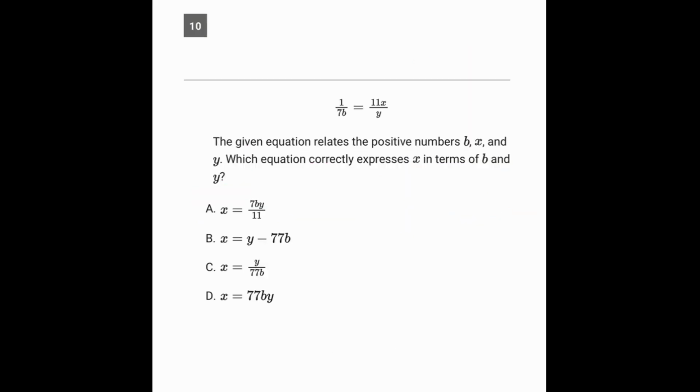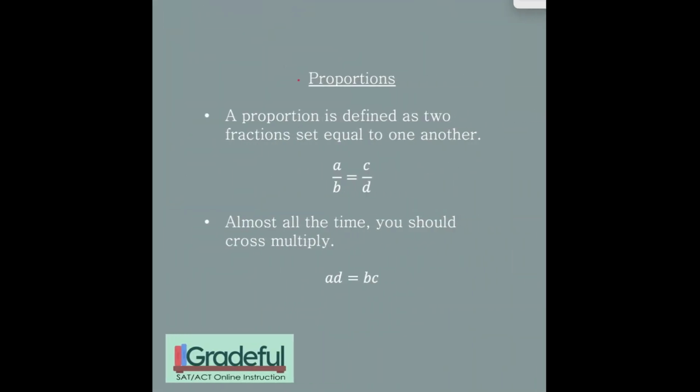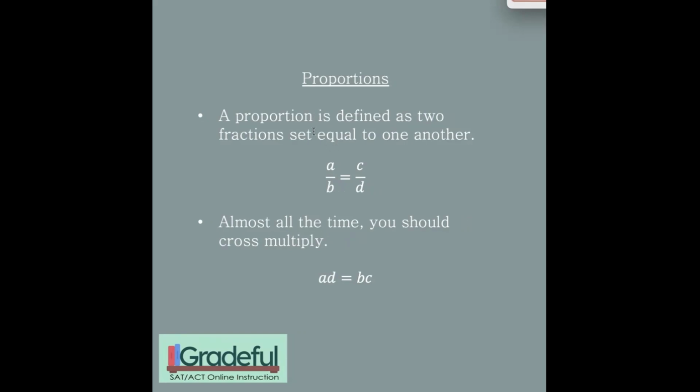Well, it's 28, and that's our answer. Going on to question 10, here we have an equation with a lot of variables, and we're being asked to get x by itself. To express x in terms of the other variables just basically means we want to end up with x equals something. But this equation we have is not just any equation, it's a proportion. A proportion is when you have two fractions set equal to one another, and the general rule is that you should cross multiply. AD equals BC.